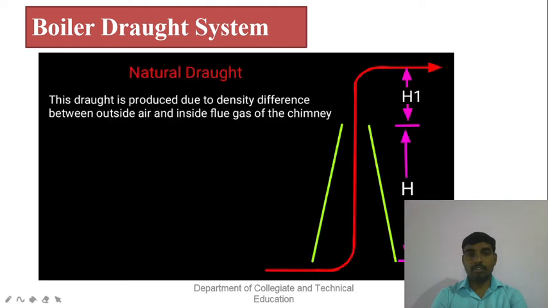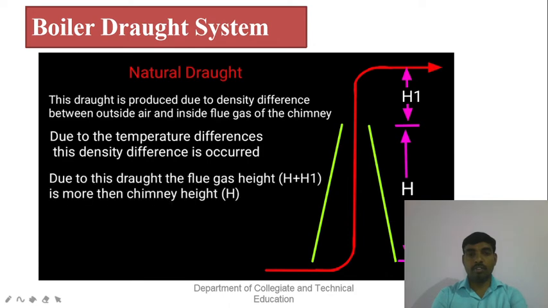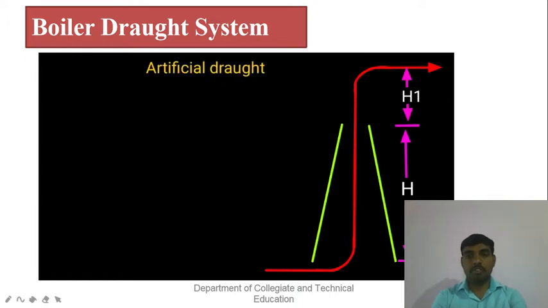Natural draught. This draught is produced due to the density difference between the outside air and the inside flue gas of the chimney. This density difference occurs due to the temperature difference. Due to this draught, the flue gas height H plus H1 is more than the chimney height H.